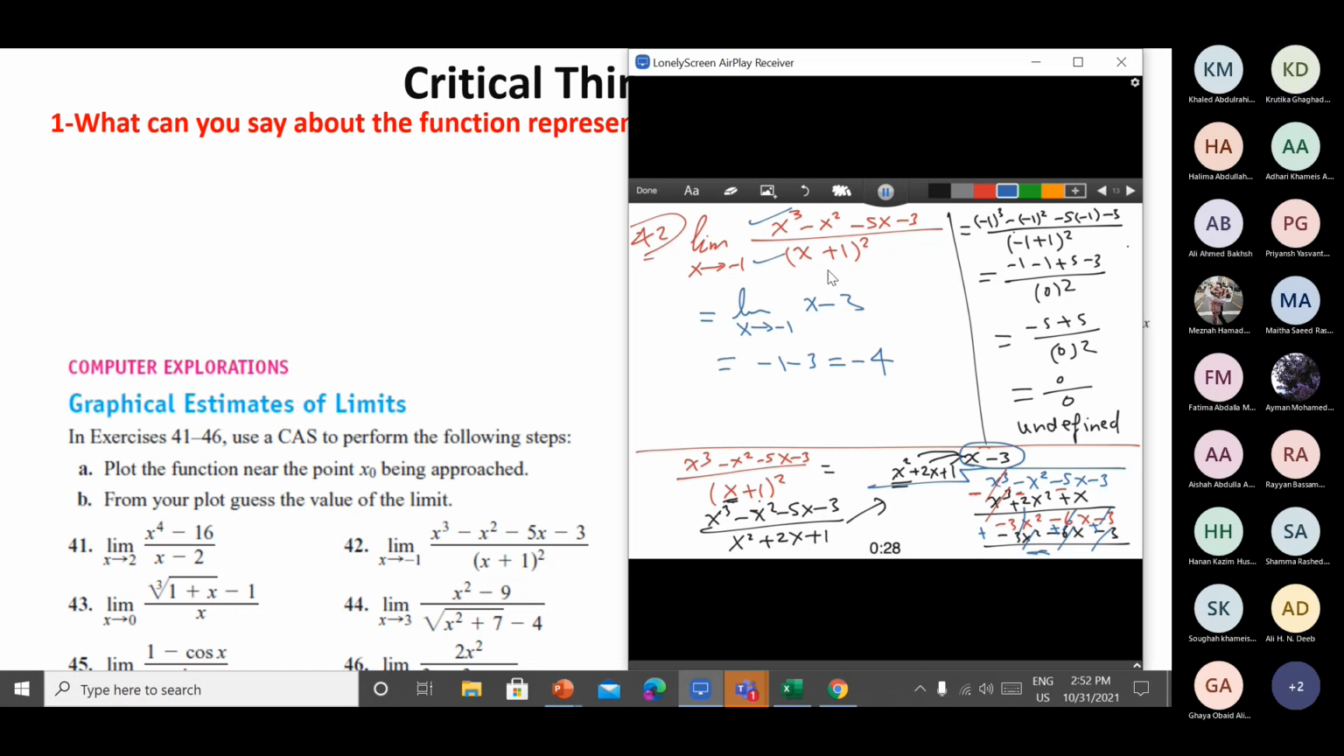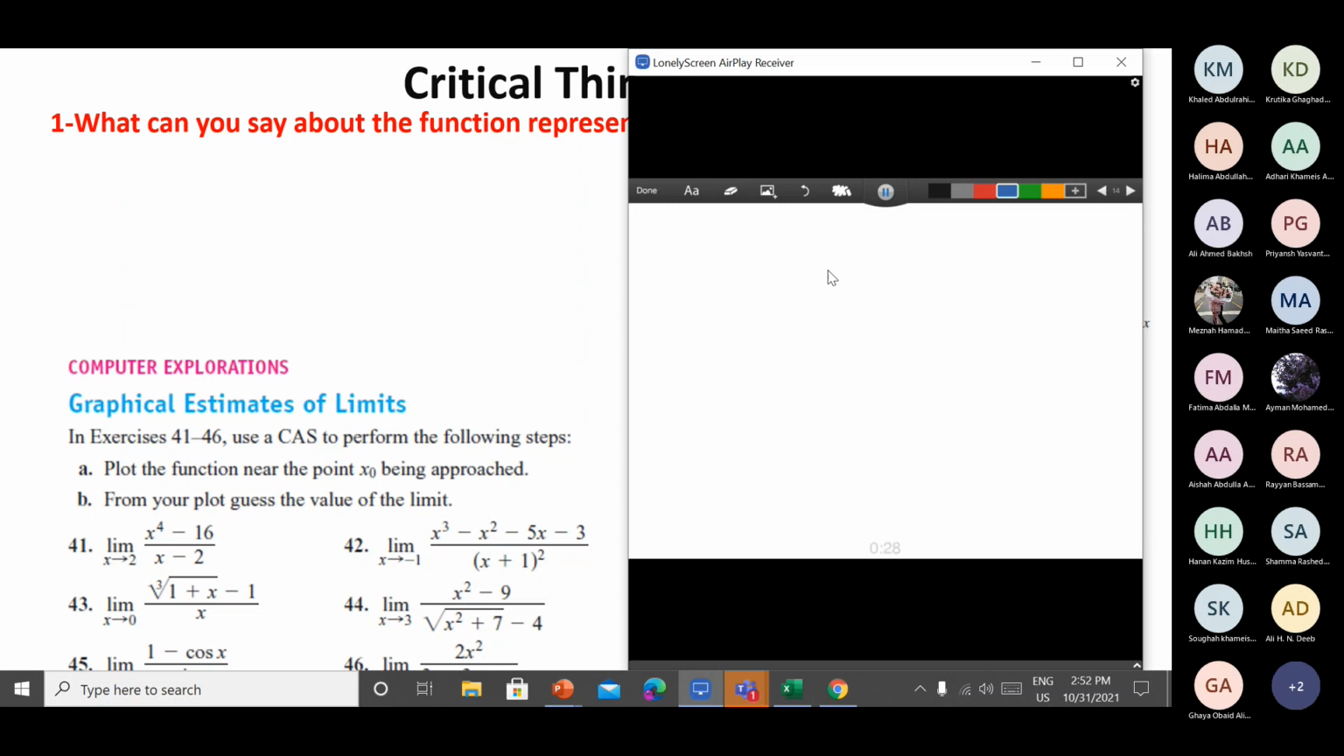Yes, doctor. Let's go for the next one. Number 43. If you are looking for the limit when x tends to 0... let's go for 44, but no need for this, it's by mistake, it's making cube, leave it. You have x squared minus 9 over root square of x squared plus 7 minus 4.